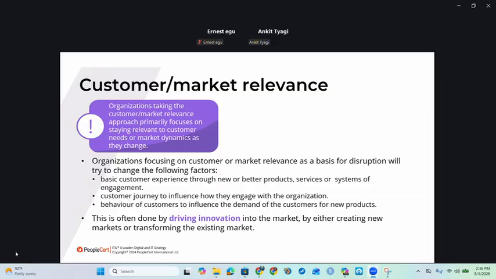Customer journey, to influence how they engage with the organization. And behavior of the customers, to influence the demand of the customers for a new product. This is often done by driving innovation into the market, either by creating new markets or transforming the existing markets. Of course, we need to be more innovative.